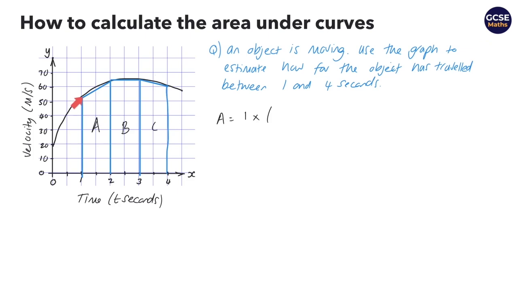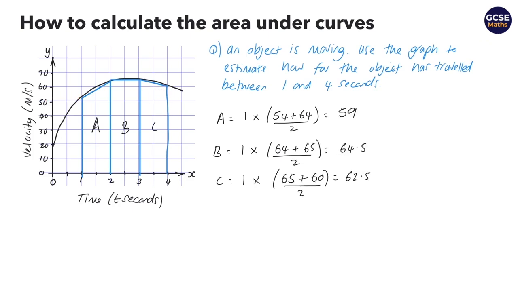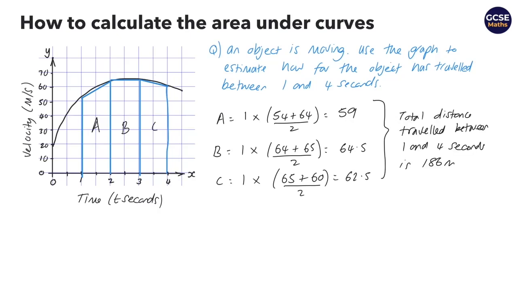So what we have to do here is work out roughly this point going across. So I will call that about 54. And this point here looks around about 64. Now we do area B. Now remember, the height between A and B was 64. So we have that first. And now we're looking at the length of this line here, and that is around about 65. Now we start with 65 now, and the final one is up at 60. Okay, so we've worked those out. And now to find the total area under the curve between 1 and 4 seconds, we add those together, and it travelled 186 metres.